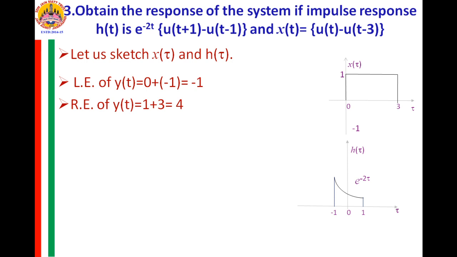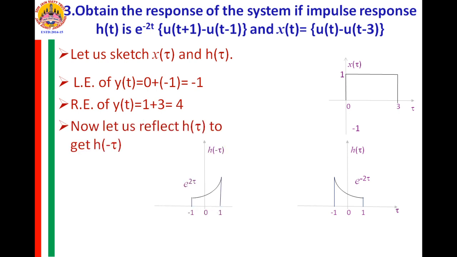So y of t exists for the duration from minus 1 to 4, and beyond this duration these two will not overlap. That is x of tau and h of t minus tau do not overlap, and the product should be equal to 0. You can observe also while moving h of minus tau. Now let us reflect h of tau about the origin. This is h of minus tau, it exists from minus 1 to 1, amplitude is e raised to 2 tau.